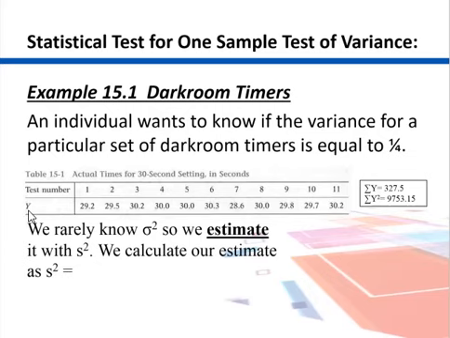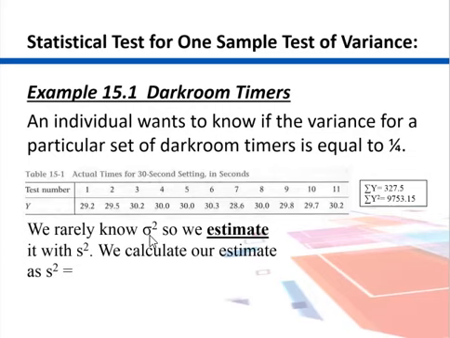were the 11 observations, y1, y2, y3, and so on. We can get the sum of the y's, and we can also get the sum of squares for those observations. The sum of y is equal to 327.5, and the sum of y squares is 9753.15.